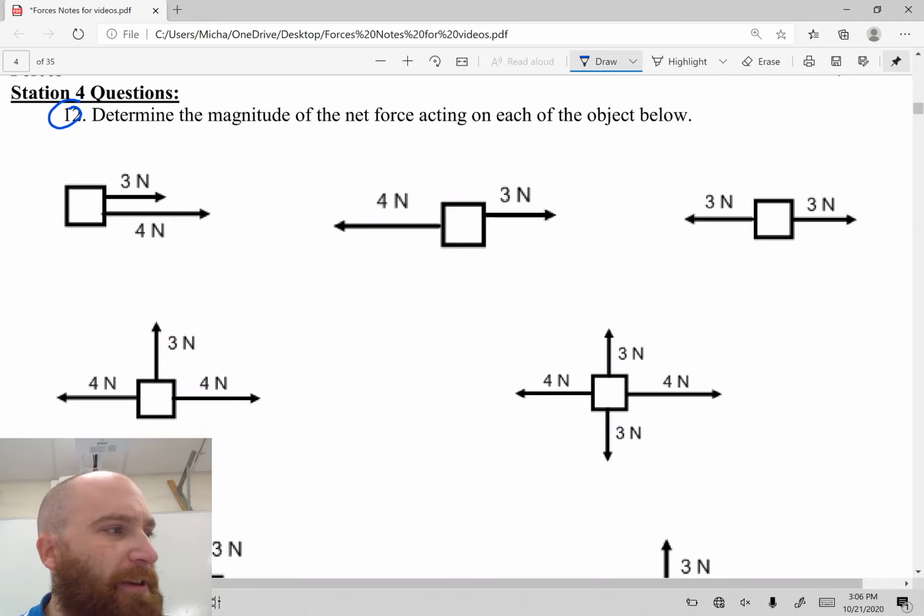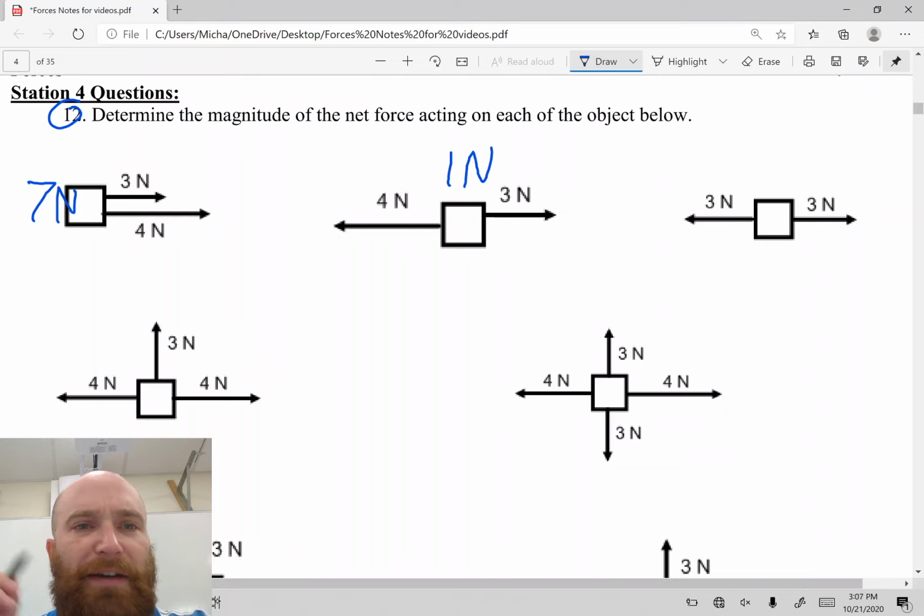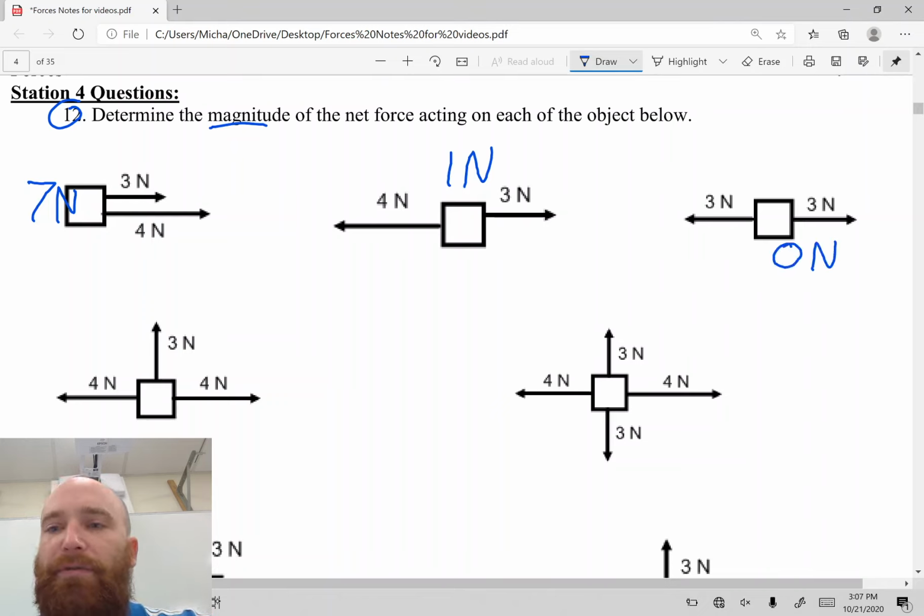I'm hoping you paused the video and tried them on your own. Let's go. A 3 and a 4 in the same direction gives you 7 newtons. They add together. But in opposite directions, they'll give you 1 newton. Oh, no, I just said magnitude, so I'm not going to do direction here. 3 one way and 3 the other way. Well, it's plus 3 minus 3, right? That gives you a total of 0 newtons.